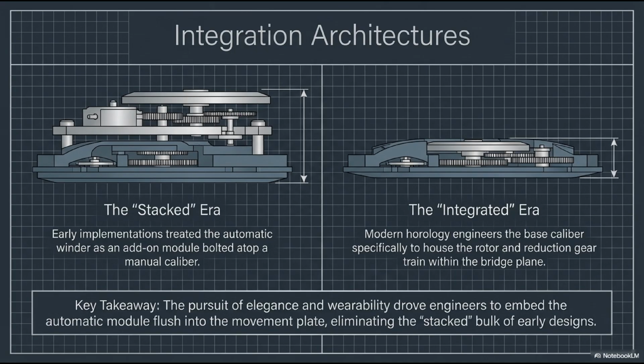On the right, we see the modern integrated era. The pursuit of elegance and wearability drove horological engineers to completely redesign the base caliber from the ground up. They engineered the main plate and bridges specifically to house the automatic reduction gear train within the exact same horizontal plane as the manual gears. The rotor is recessed so it sits nearly flush. This eliminates the stacked bulk, resulting in the slim, elegant profiles we expect from luxury automatic watches today.